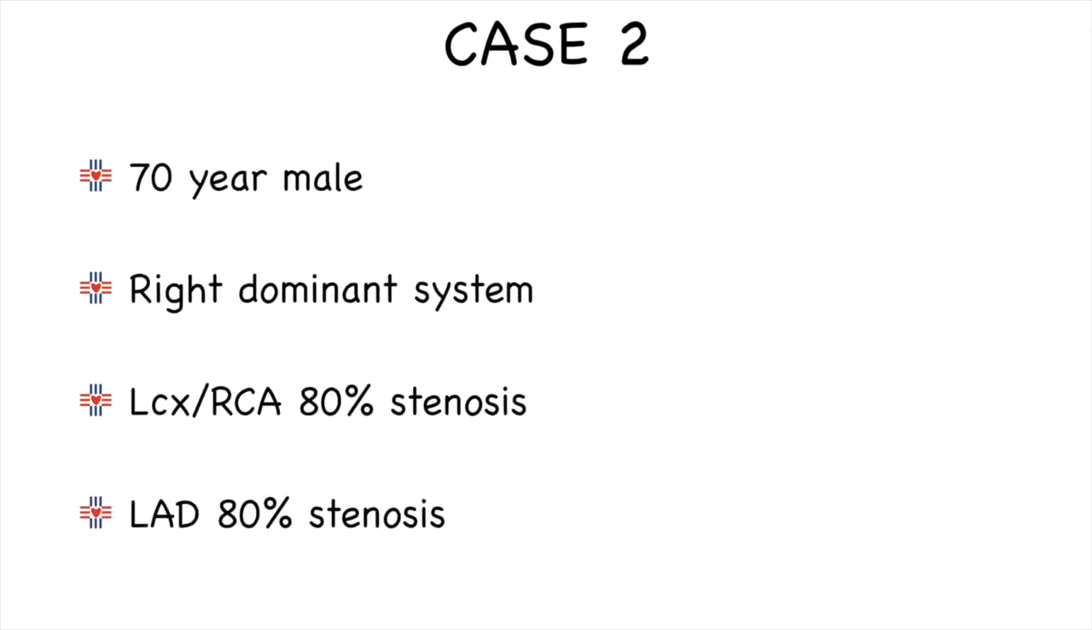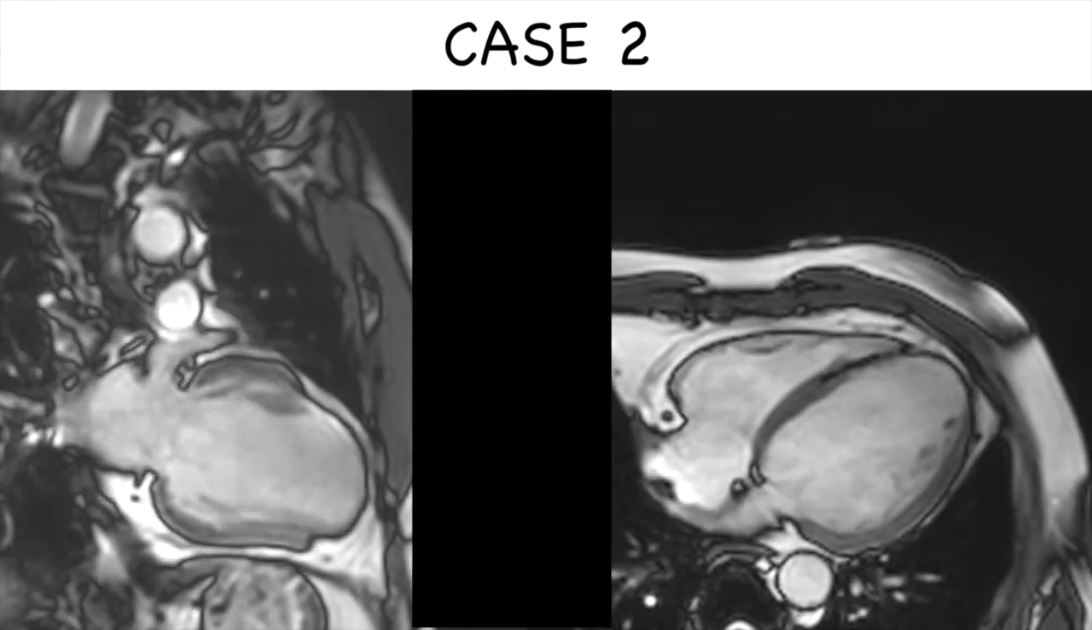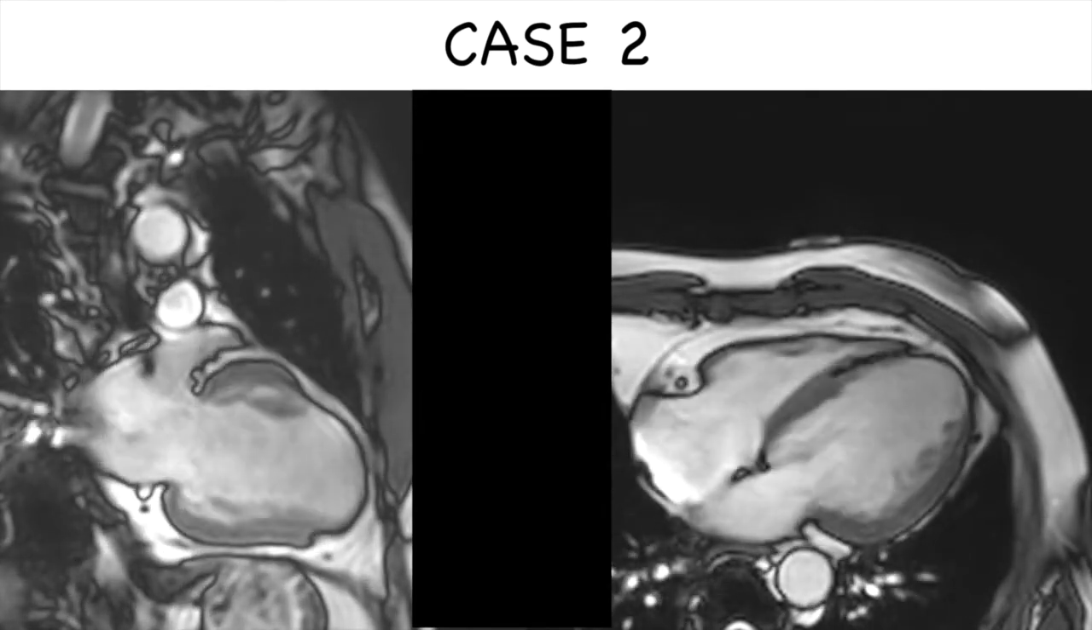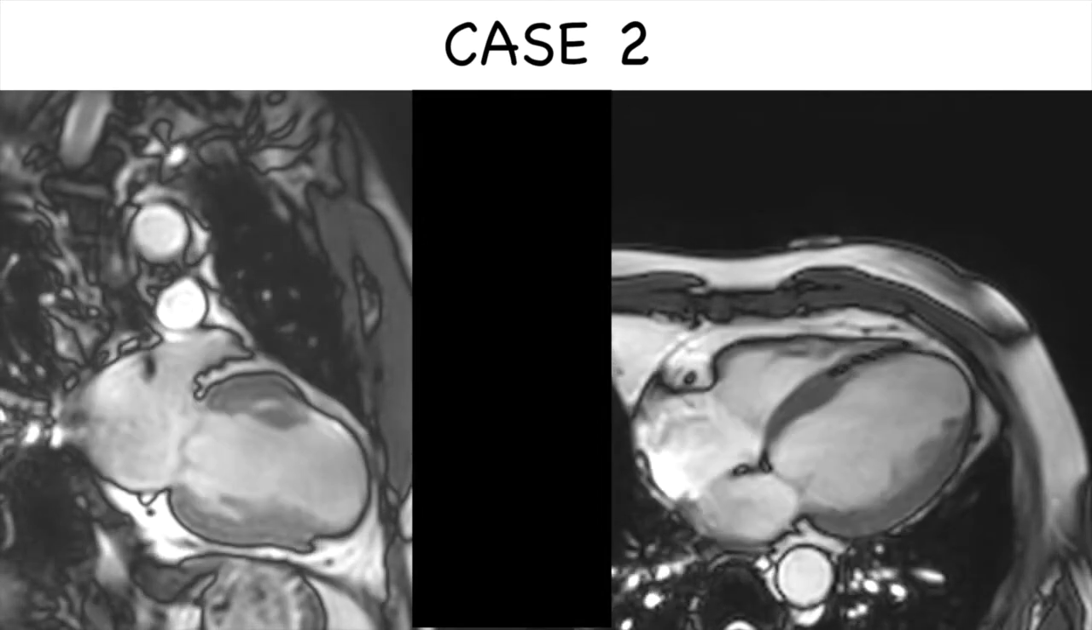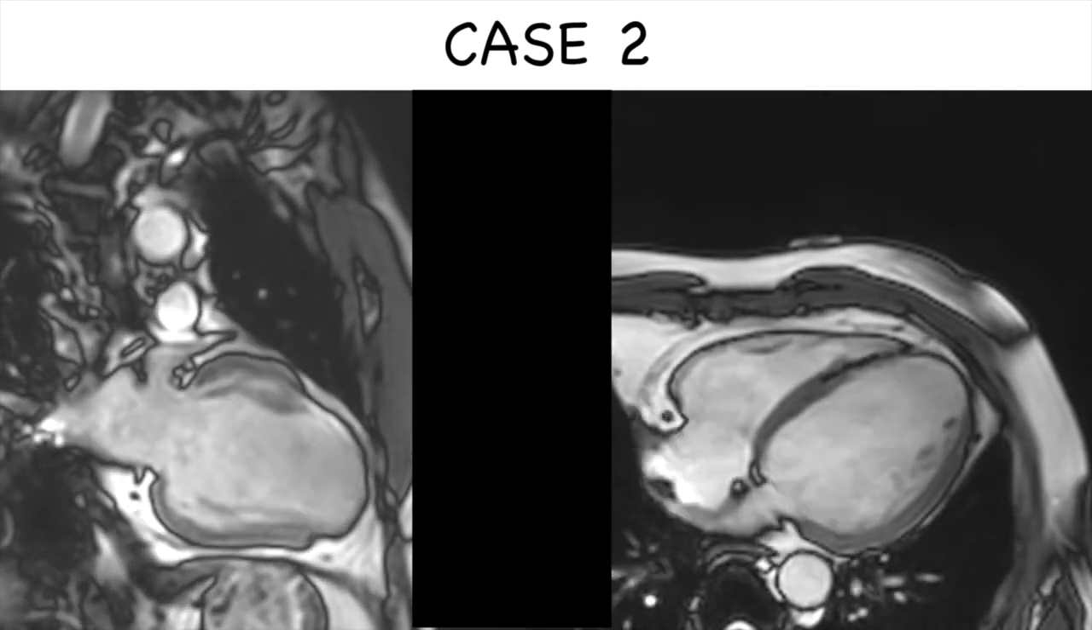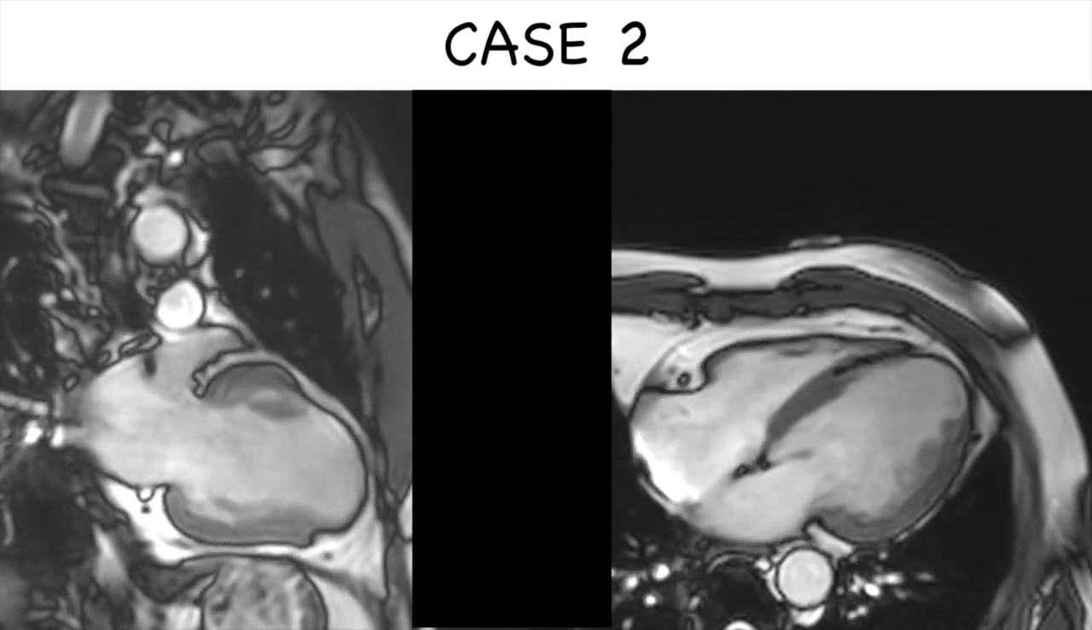Let's look at another case. This is a 70-year-old male who has got a right dominant system. All the 3 vessels seem to have disease with up to 80% stenosis, and the question which is asked of us is to assess the viability. I'll let this movie run a little bit, where you can see there is a 2-chamber view and a 4-chamber view. Please make up your own minds.